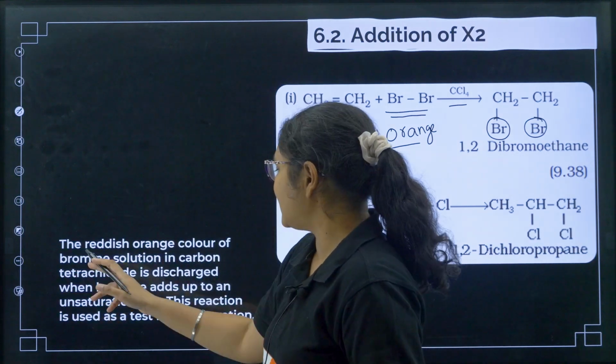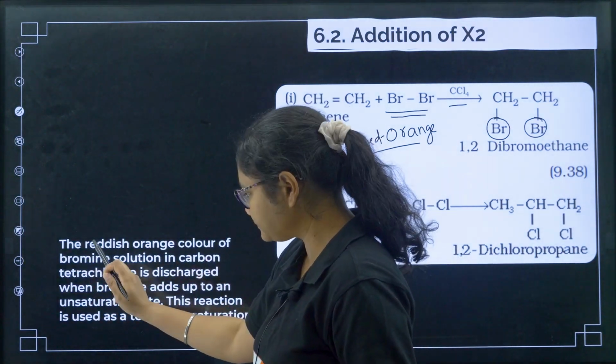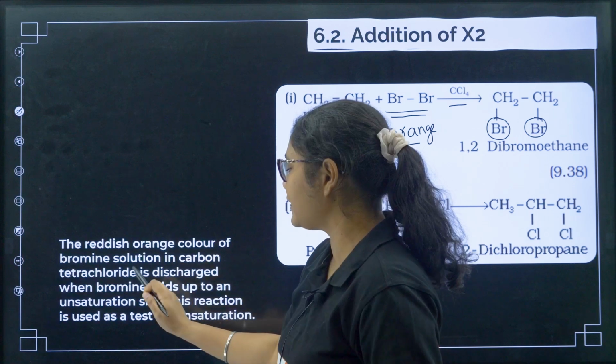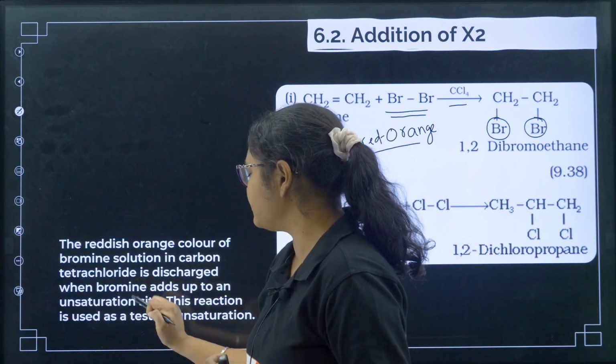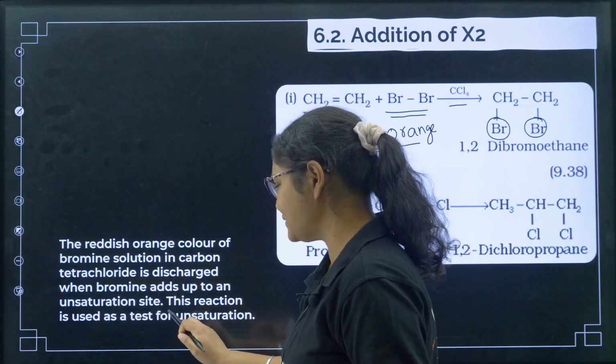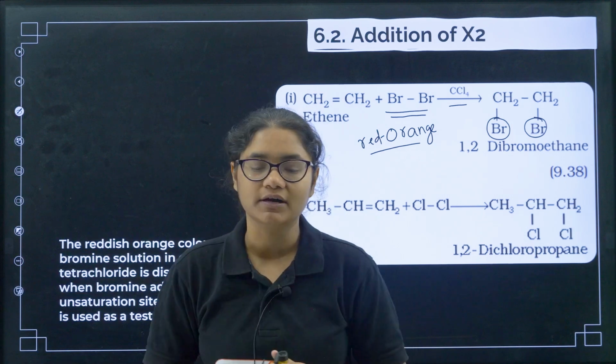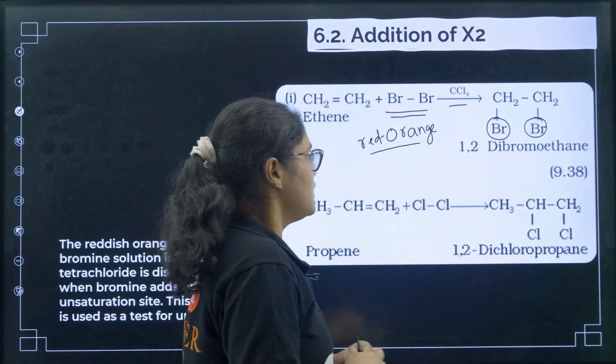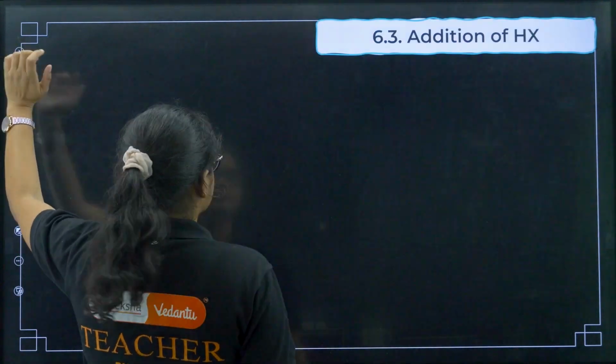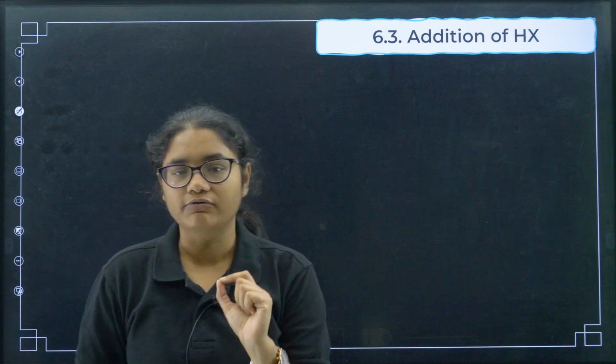So the reddish orange color of bromine solution in carbon tetrachloride is discharged when bromine adds up to an unsaturation site. This is used as a test for unsaturation. Now coming to the third reaction, which is very important, addition of HX.